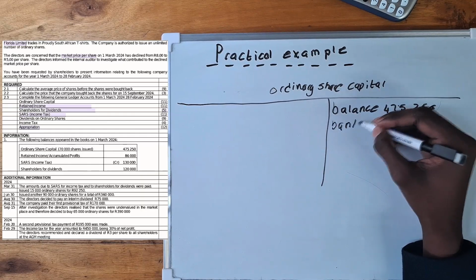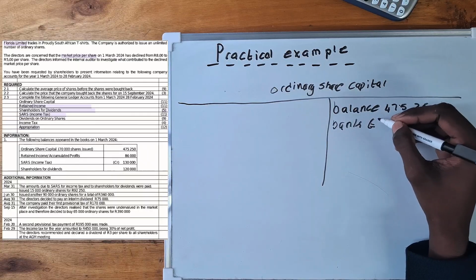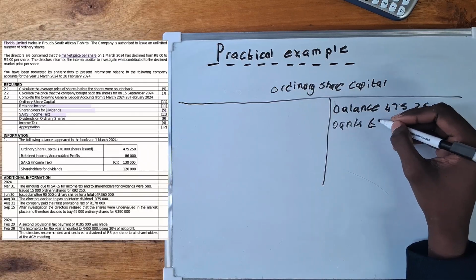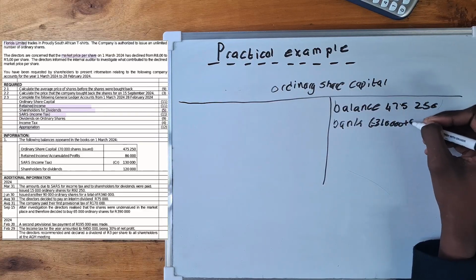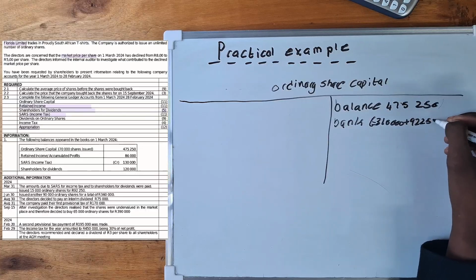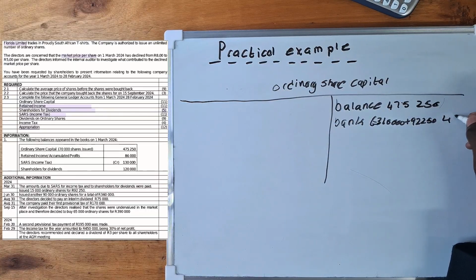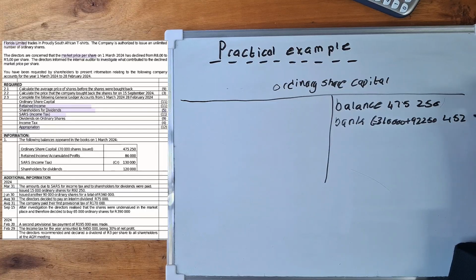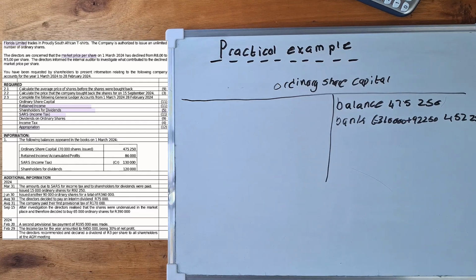And then bank. This is for the additional shares that were issued, the amounts in which they were issued. Since they issued them twice, we have one for 360,000 plus 92,250, right? Which gives us 452,250. So on the credit side of this account, we are done.